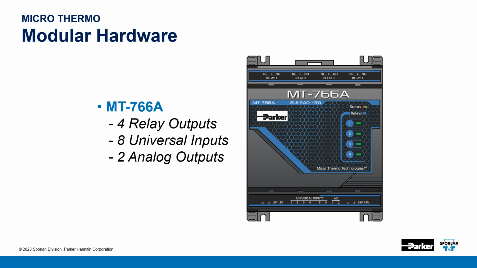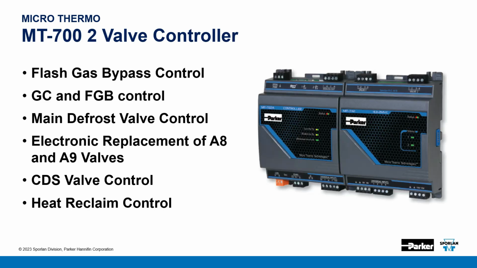So it gives you the flexibility to mix and match the type of smart nodes you put on individual Microthermo 700 trains. Now, we do have some specialty trains, for instance, the MT700 2-valve controller. Its initial intended use was for flash gas bypass control, controlling the gas cooler valve and the flash gas bypass valve. But we now can use this controller option for main defrost valve control.